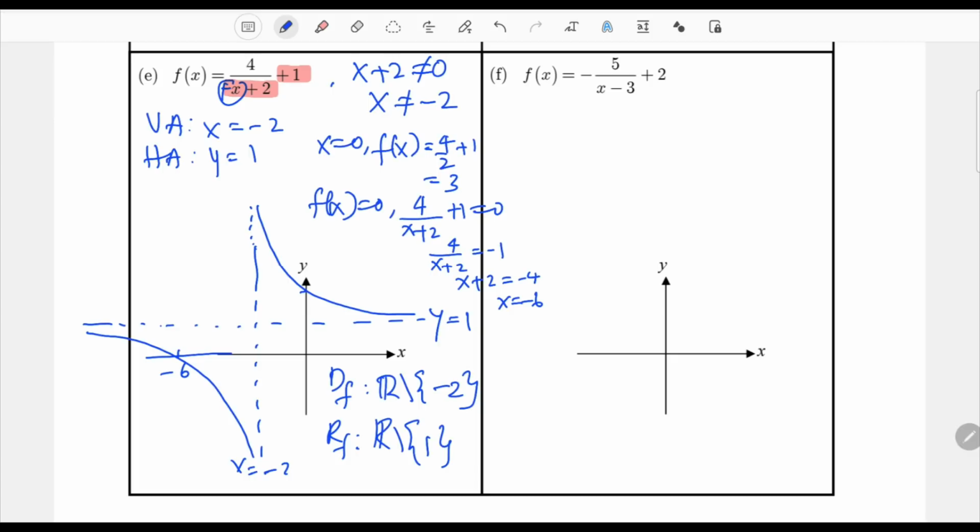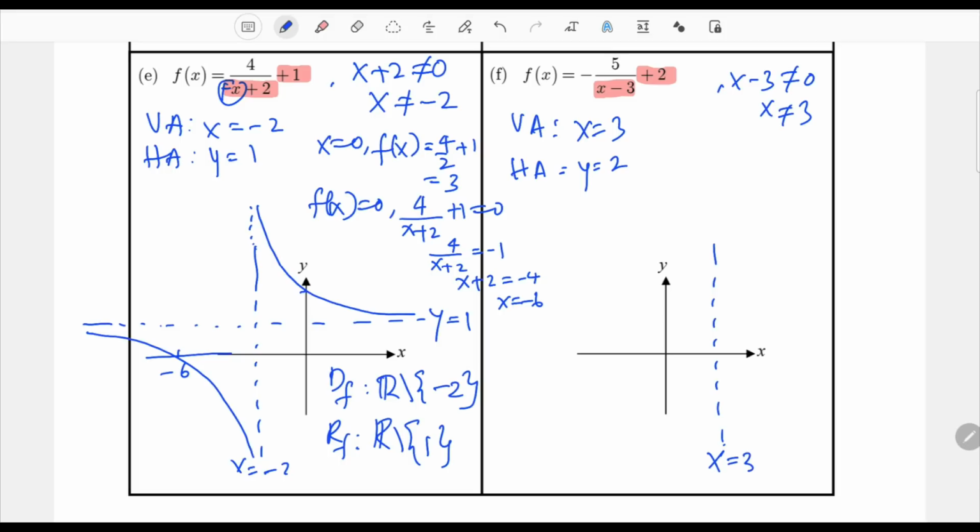Right, similarly for F, you look at the denominator and the number beside. So x minus 3 cannot be 0, x cannot be 3. So hence vertical asymptote will be x equals 3, horizontal asymptote will be y equals 2. So draw your vertical asymptote, 3, y equals 2, this is your y equals 2. Now you need to get the intercept when x is 0. So f(x) to be what? 5 over 3 plus 2, 3 to 6, 6, 5, 11 over 3.